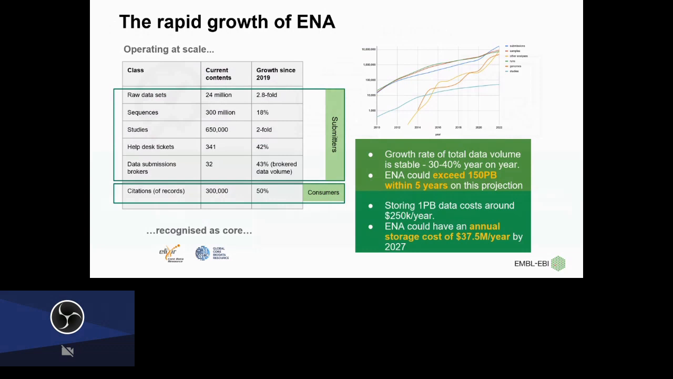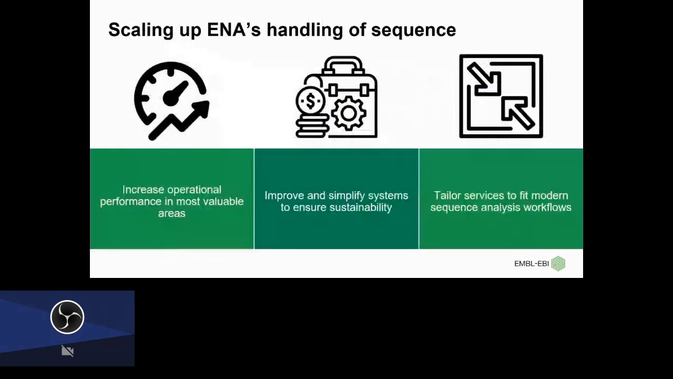So we set up 3 goals ourselves. The first 2 goals are more for our internal goals. One is to increase operational performance, obviously, and then also on the dev side, we want to improve and simplify the system to make sure it's sustainable. So dev and ops. And the third goal, I want to emphasize, is that we want to tailor the services to fit the modern sequence analysis workflows.